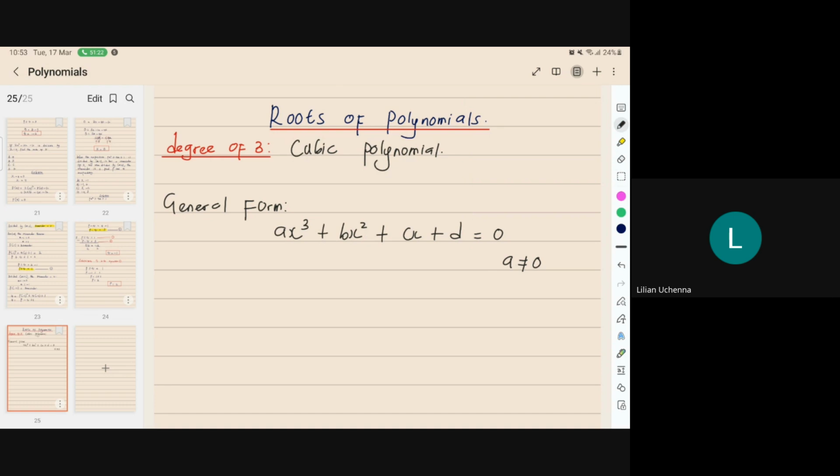So let me make some statements. Like I said, there's no simple formula like your quadratic formula for quadratic polynomials, that's of degree 2. So there's no simple formula usually used at UTME level / WAEC level.